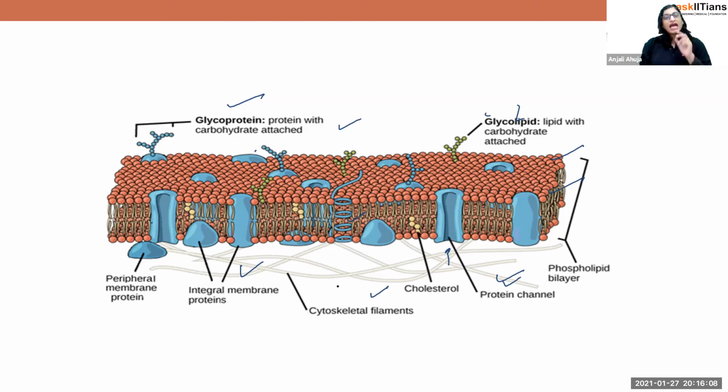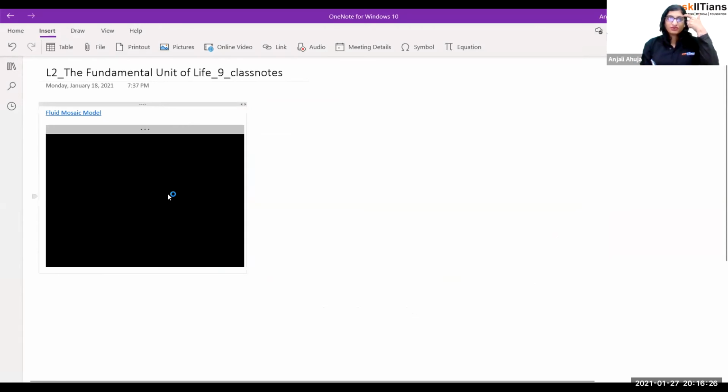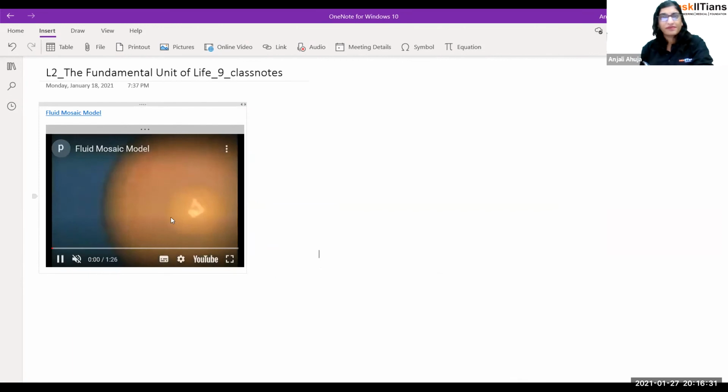Is that clear? Now, as I mentioned, the fluid and mosaic model property, let me show you that video. You will understand it even better. I have opened my OneNote. Yes, here it is. You can see. So guys, in this video, they have explained the fluid property. Look at this.